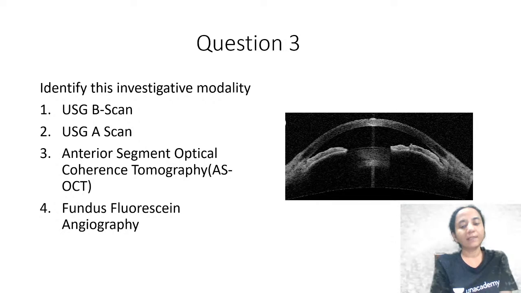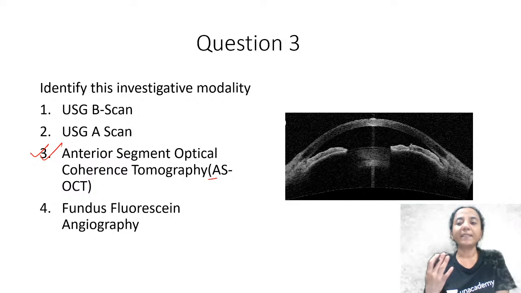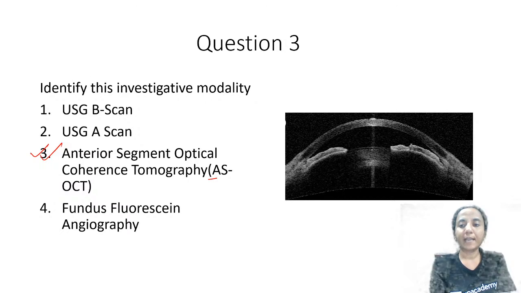Okay, let me tell you, this is AS-OCT, anterior segment optical coherence tomography. This is basically a scan of the anterior segment of the eye. So let me help you to identify the structures. See, this is the cornea, this is the iris, this is the crystalline lens.